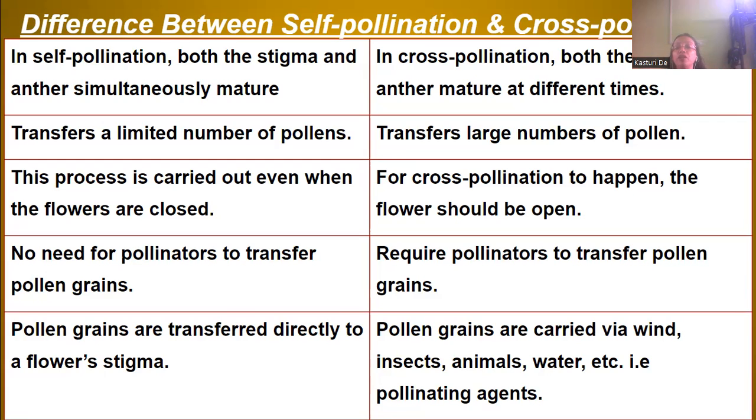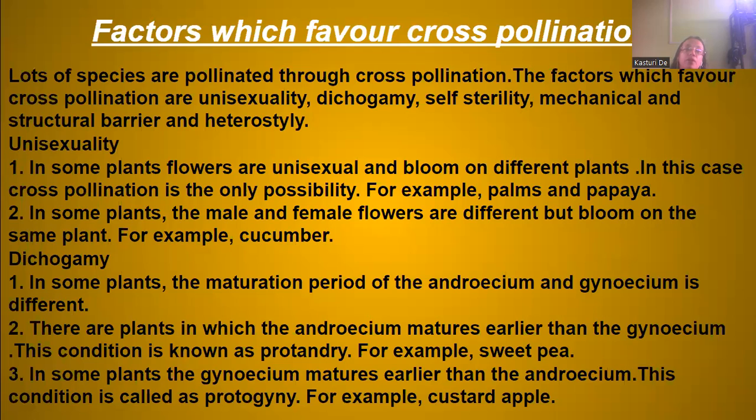In self-pollination, pollinators are not required to transfer the pollen grains, but in cross-pollination, pollinators are required to transfer the pollen grains. Pollen grains are transferred directly to the flower stigma in self-pollination. In cross-pollination, they are carried via wind, insects, animals, water, etc., as the pollinating agents.